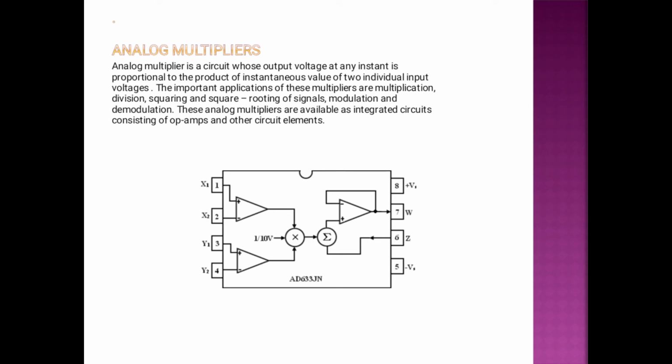Analog multiplier. This circuit shows the analog multiplier, and the product of the instantaneous values of two inputs gives the output voltage. The important applications of these multipliers are multiplication, division, squaring, and square rooting of signals, modulation and demodulation. These analog multipliers are available as integrated circuits.